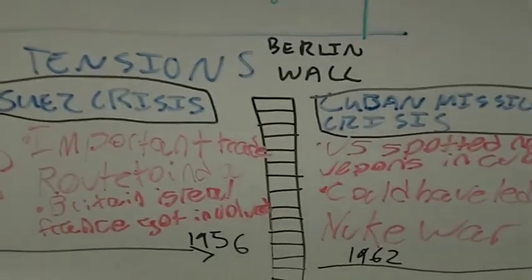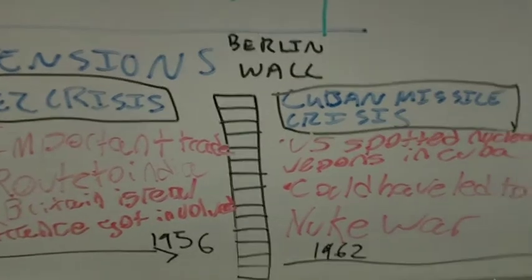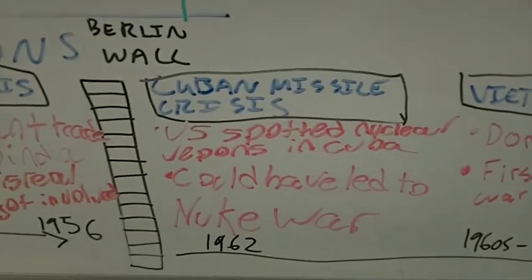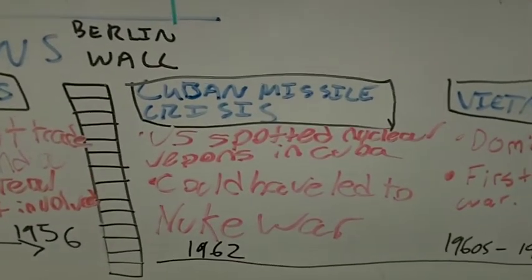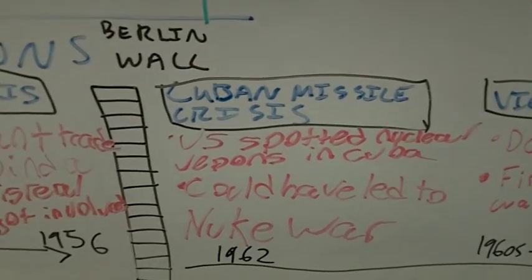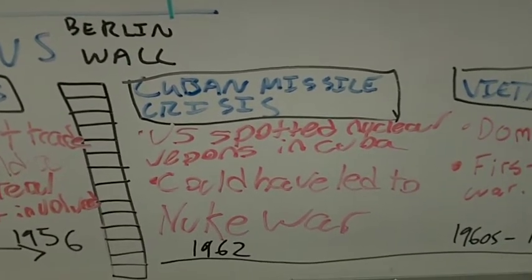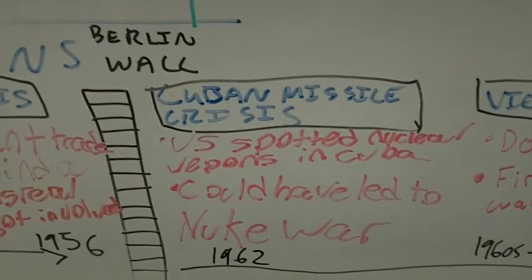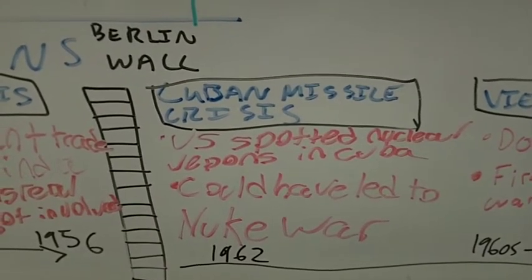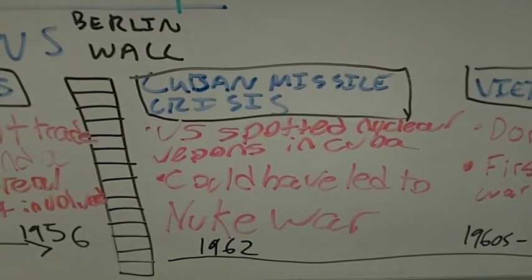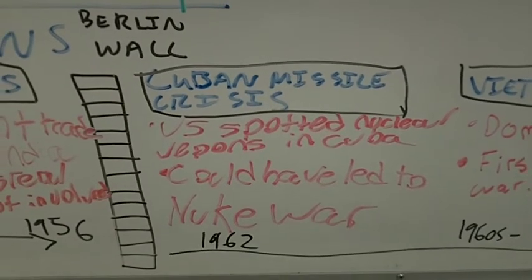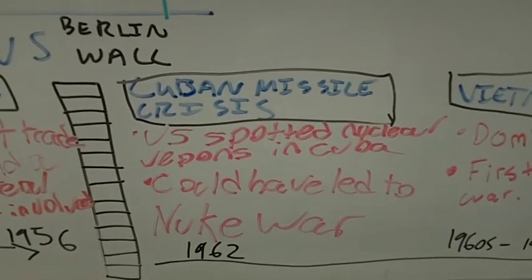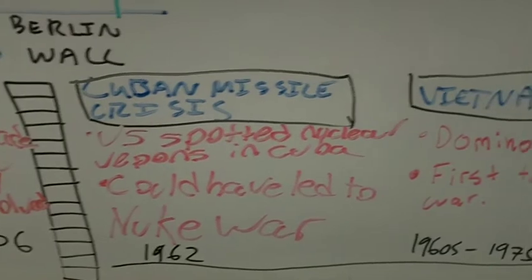The Berlin Wall was also erected in this general time period. The Cuban Missile Crisis occurred, where the U.S. spotted nuclear weapons in Cuba that had been placed there by the Russians, and JFK took umbrage to this and said, you've got to remove those, and we took the world to the edge of war, nuclear war in 1962. However, in response, the U.S. had to remove missiles from Turkey.